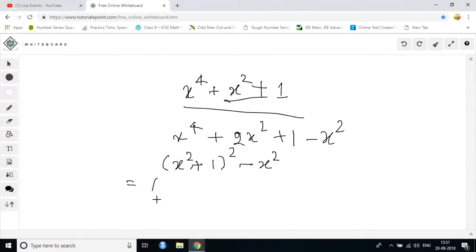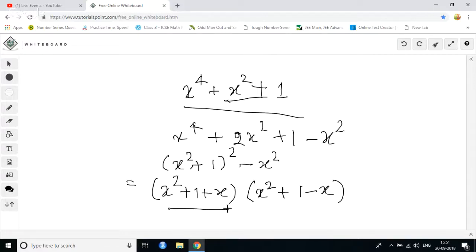So how do you write it? This is a square minus b square format. So you write a plus b, and you also write a minus b. So the answer would be x square plus 1 plus x, times x square plus 1 minus x.